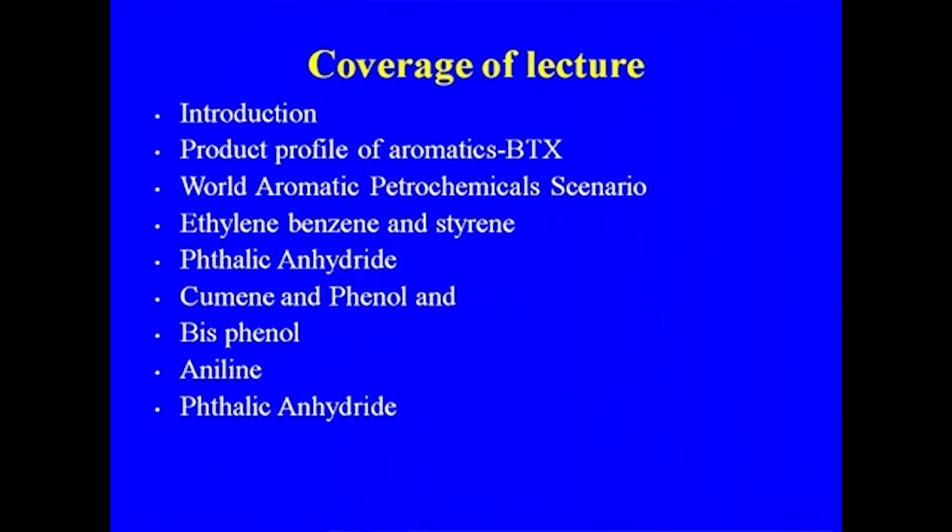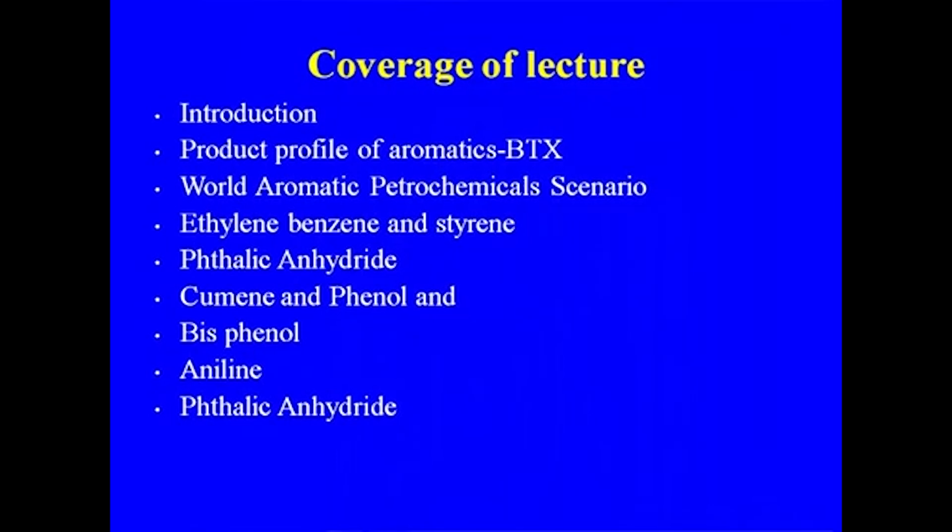ethyl benzene and styrene manufacture, because for the manufacture of styrene we need ethyl benzene, and for the ethyl benzene we need ethylene and benzene. The major outlet of styrene is for the manufacture of resins and synthetic rubber. Another important product of BTX is phthalic anhydride, cumene and phenol, bisphenol, aniline.